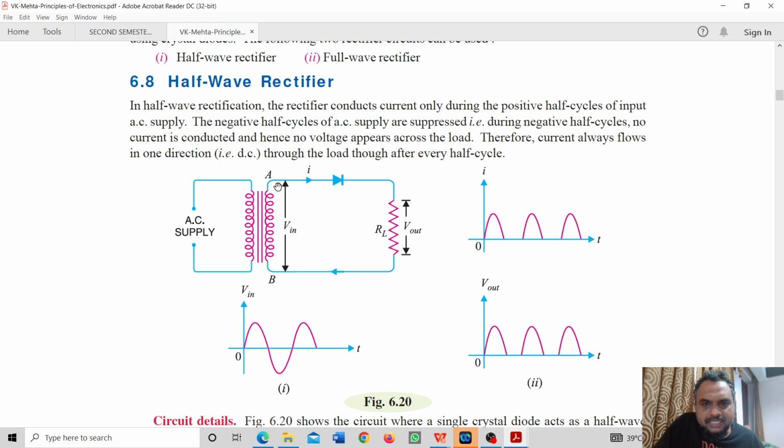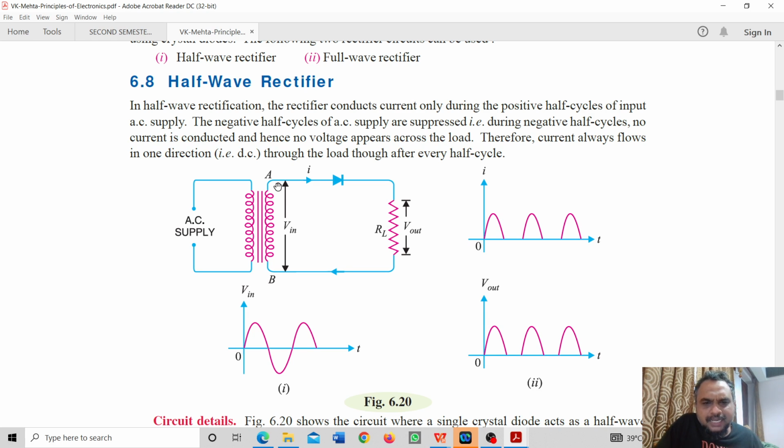But even though the current is flowing in one direction, that is in the positive direction, there is some discontinuity between two half cycles because all the negative half cycles are cut out. And such a circuit is called a half wave rectifier. This is just primitive, it is not practically used anywhere. We use this diagram just to understand the concept.